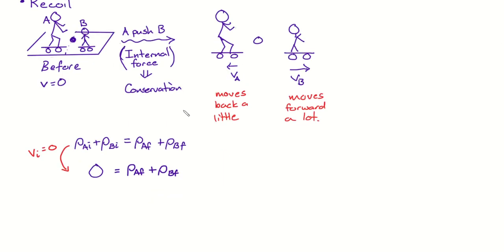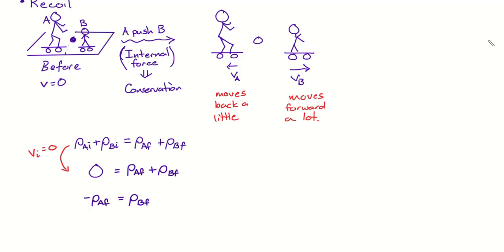Now, it doesn't matter which way we decide is positive, but it's pretty natural to think that B winds up looking like the positive one to me. So I'm going to keep B on the positive side, and I'm going to subtract the final momentum of A from each side, and here's what I wind up with. I see that B's final momentum, the little smaller person moving forward, is equal but opposite to the larger person's momentum that's moving in the opposite direction.